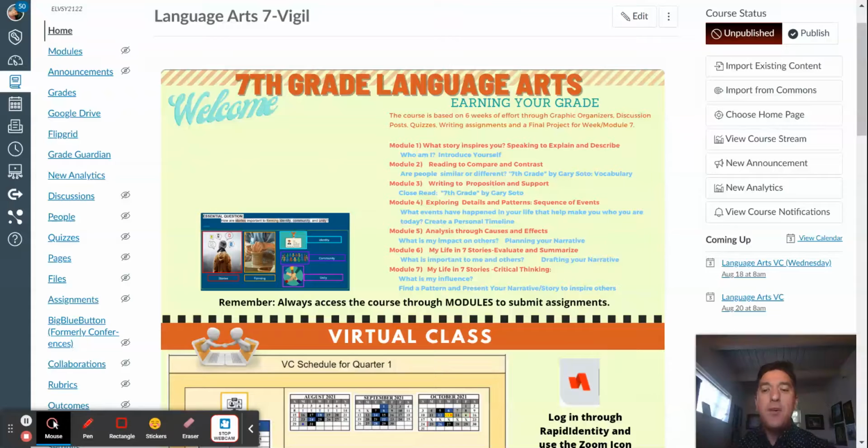please remember to always access the course through the modules tab, that's right over here on the left hand side. That gives you a sequence of how to accomplish your work for that week. And it goes from 0 to 7. So that's how it is suggested. For example, 1.0 is your starting point, then 1.1, 1.2, 1.3. You just go in sequential order and you'll continue to be on track.